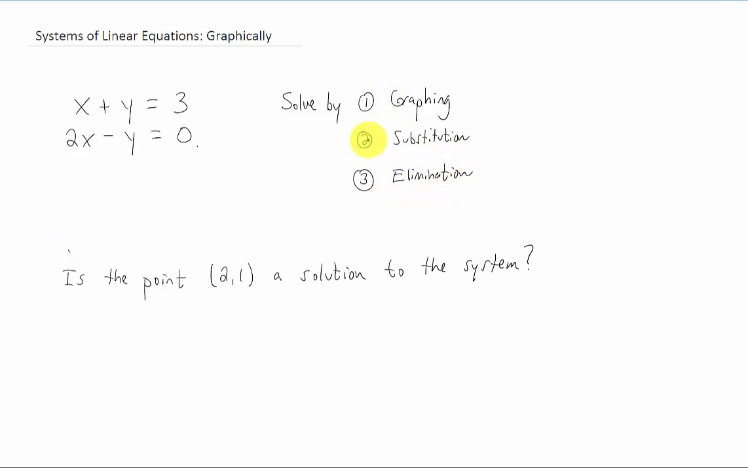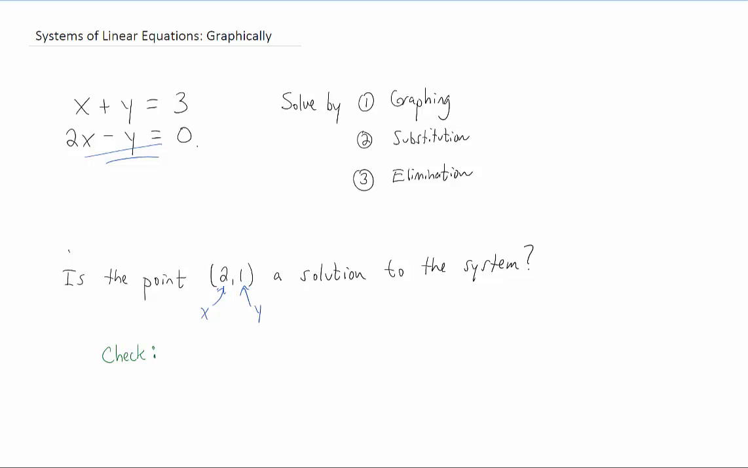Before we use any of these techniques though, I want to get at the idea of what it means to be a solution to a system. So I could ask you the question, is the point (2, 1) a solution to this linear system up here? And when I'm asking that question, I'm asking if we plug in x equals 2 and y equals 1 into both of these equations, are both of these equations satisfied? So let's check it out.